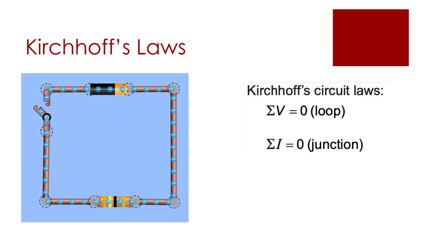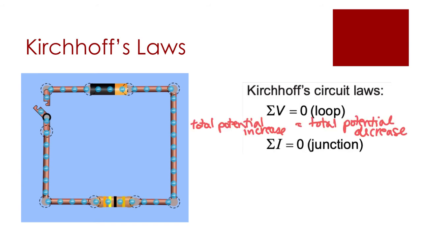Okay, so first of all, let's just remind ourselves of what Kirchhoff's laws are. So the first one means the potential difference around any continuous loop is going to be zero. But I also think of it in another way. We can also think of it as the total potential increase will equal the total potential decrease. And in this case, I'm talking about the potential energy.